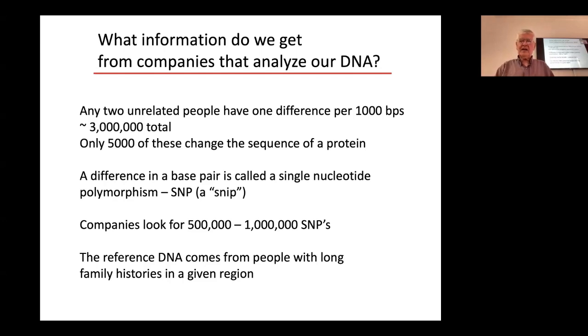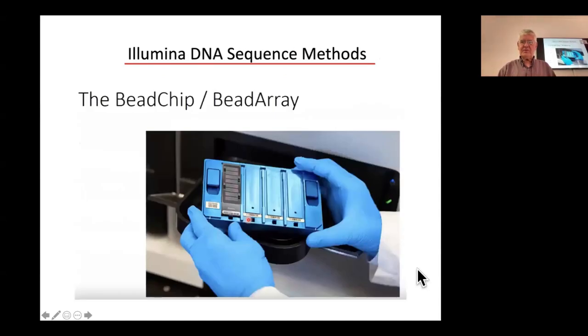All right, so how do they do it? How do they look at 1 million SNPs? So now you cannot do this in your garage. So the big company dominating this at the moment is a company called Illumina. And they have a couple of different methods. And I'm just going to tell you a little bit about how they do this. So Illumina makes these arrays.